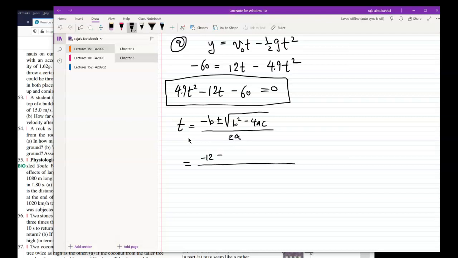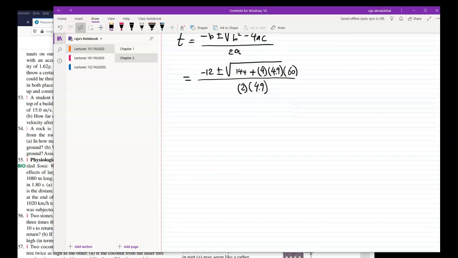Negative 12 plus or minus square root of b squared, which is 12 squared, which is 144, minus 4ac. 4 times a is 4.9. C is negative 60, so I'm going to put the 60 here. I want to put a minus here. Well, anyway, take that minus and put it right there, and this becomes a plus. You agree with me on that? Just like that. Divided by 2 times a, which is equal to 4.9. And there we go. We have that, and let's use the calculator to calculate all of this.